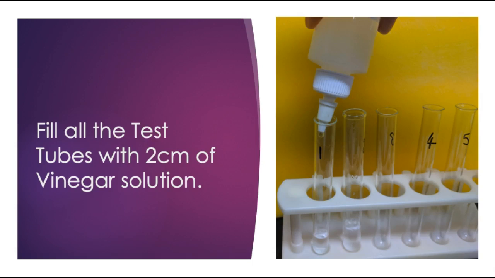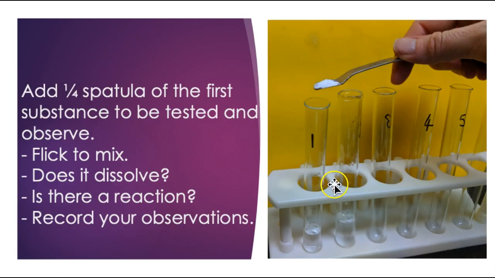Now you're going to see if any of the substances react with acid. Into each one of your test tubes, I want you to put about the same amount, 2 centimeters of vinegar in each one of your test tubes. Once you've done that, one by one, you're going to take another quarter spatula and put it in each one of the test tubes one at a time. See if it dissolves, see if there's evidence of a chemical reaction, and record your observations.